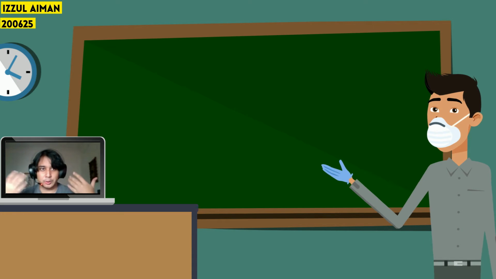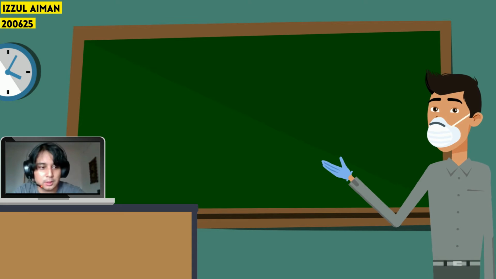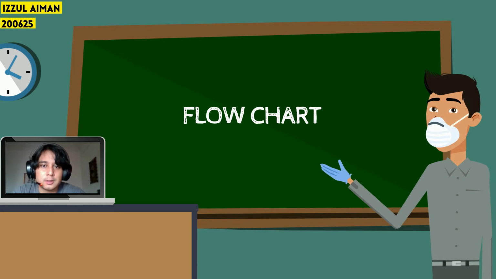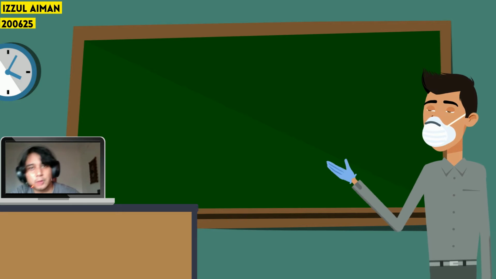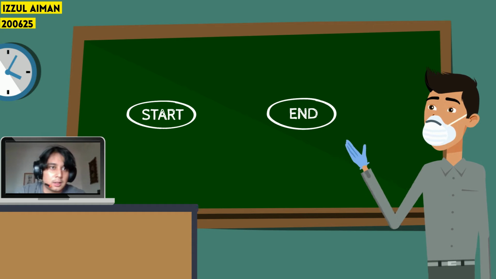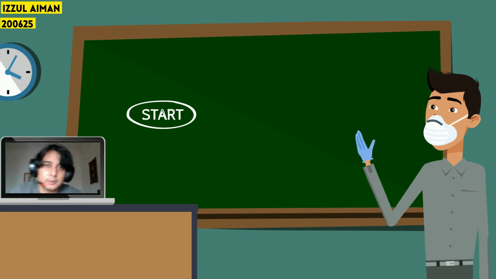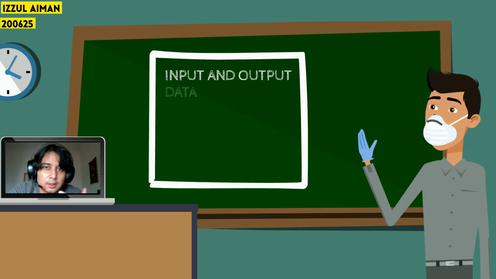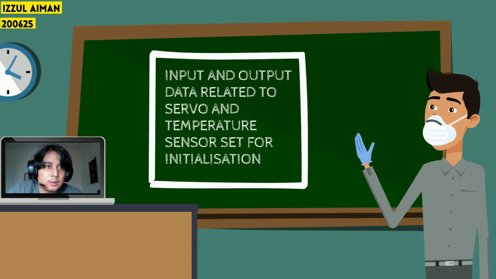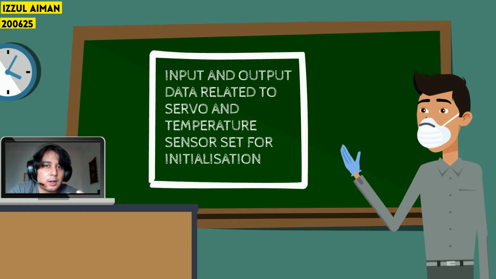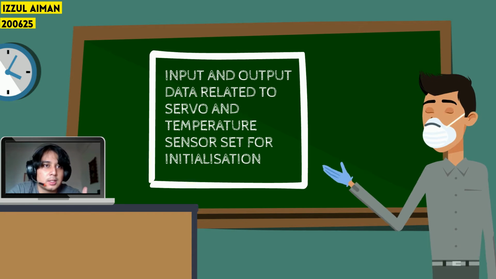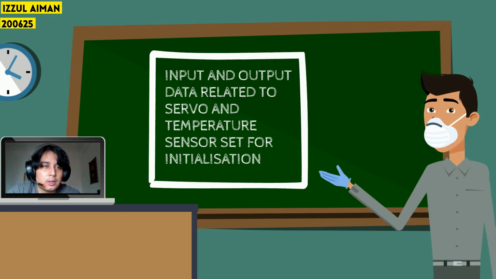Today I will go through the flowchart. So, firstly, like usual, we have a start and end. For starting, once the program starts, it will collect all the input and output data related to the servo, temperature sensor, and how the project will initialize to show how it works.